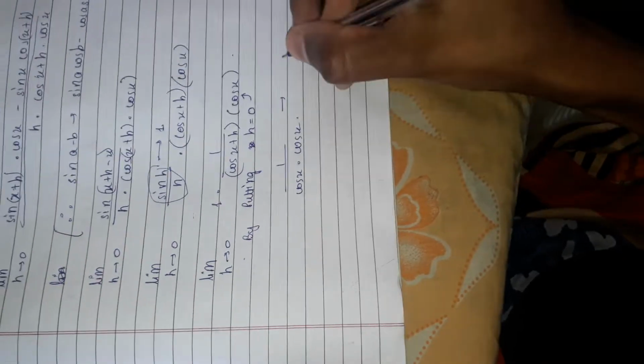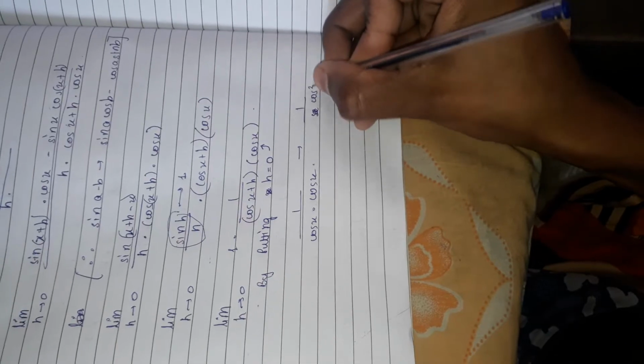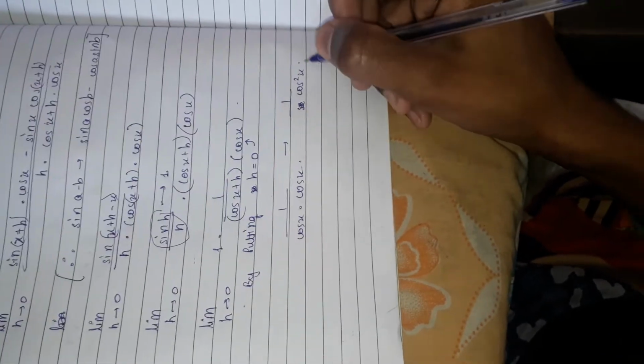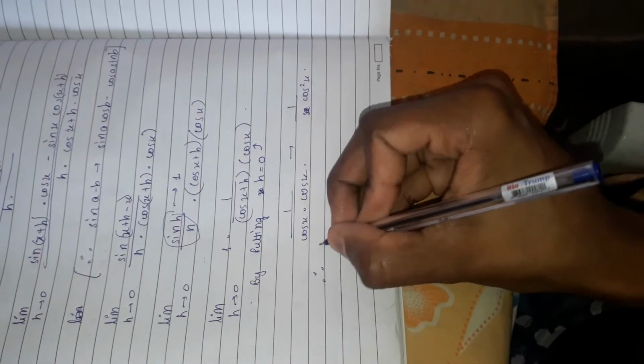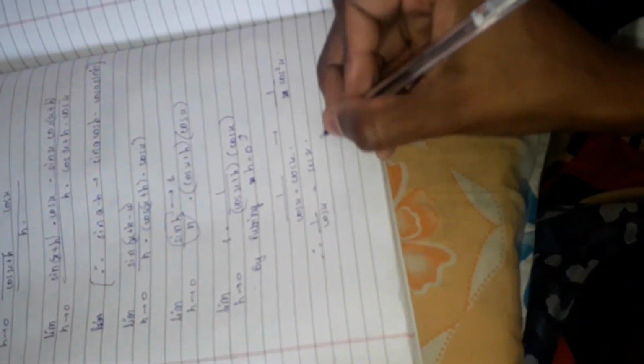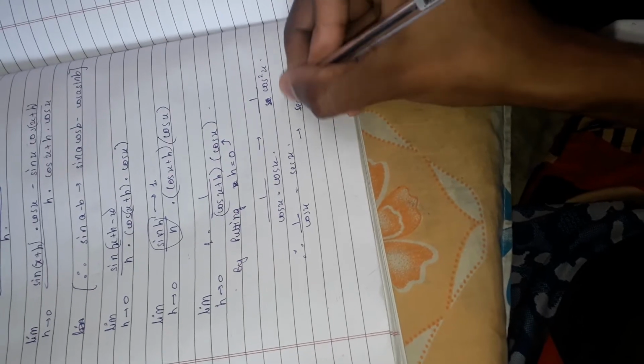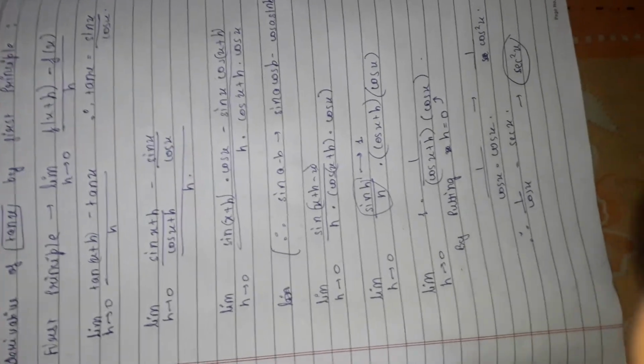This would become 1 by cos square x, and we know that 1 by cos of x is equal to sec x. So the derivative of tan x by first principle would become sec square x. So that is our answer, the derivative of tan x by first principle. Thank you.